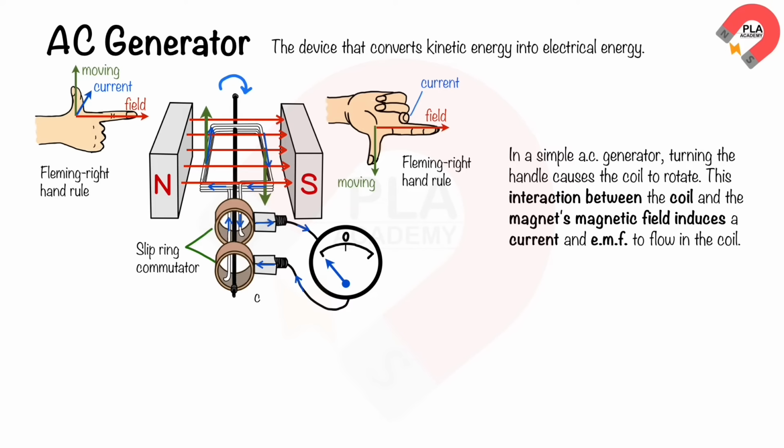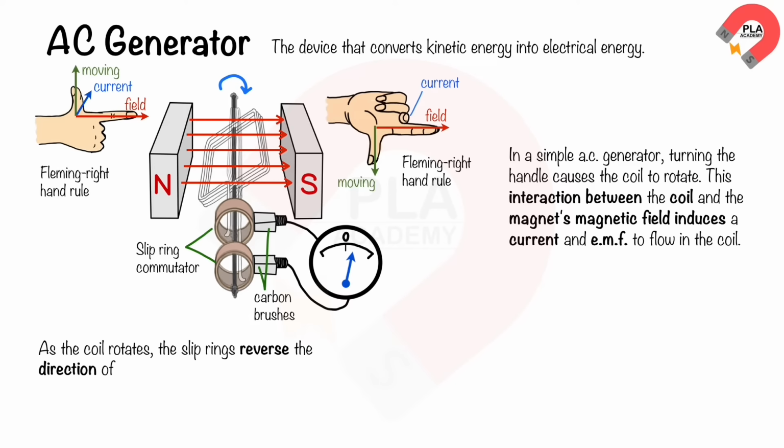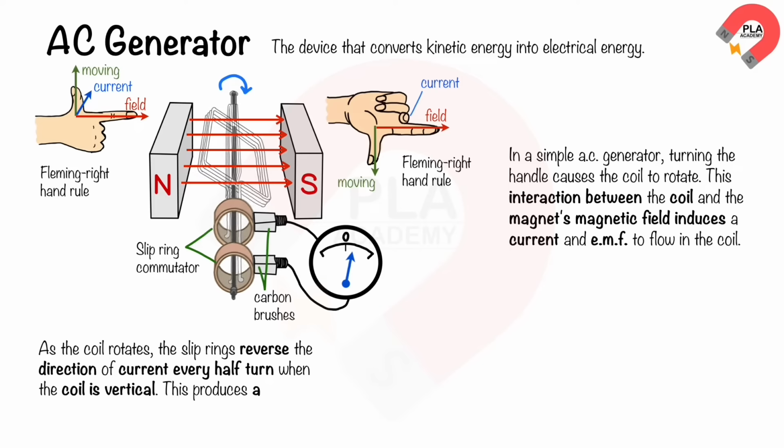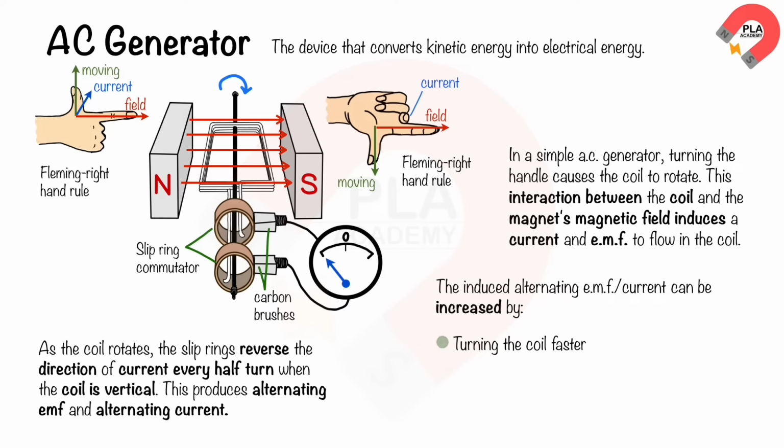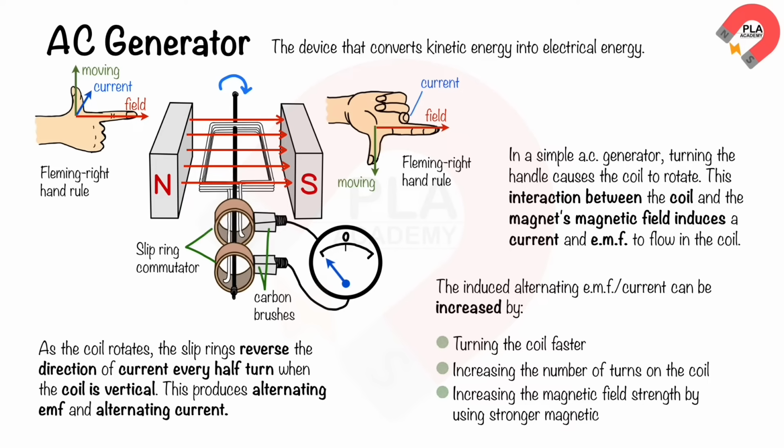This is the slip rings commutator, and these are carbon brushes. The contact between the slip rings and carbon brushes are sliding contacts. As the coil rotates, the carbon brushes are at rest. The slip rings reverse the direction of current every half turn when the coil is vertical. This produces alternating EMF and alternating current, the defining characteristics of AC electricity. The induced current and EMF can be increased by turning the coil faster, increasing the number of turns on the coil, and increasing the magnetic field strength by using a stronger magnet.